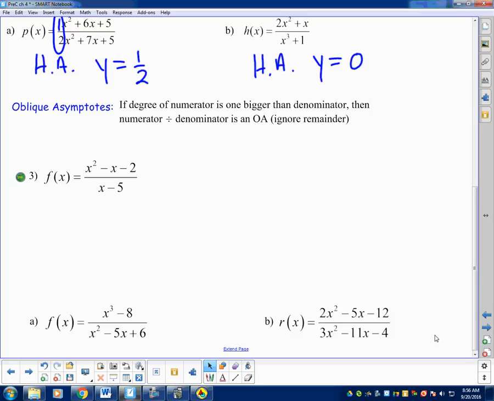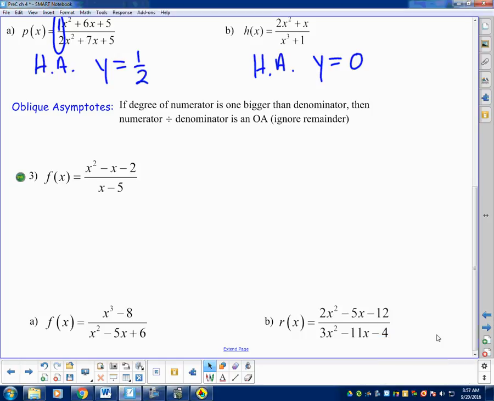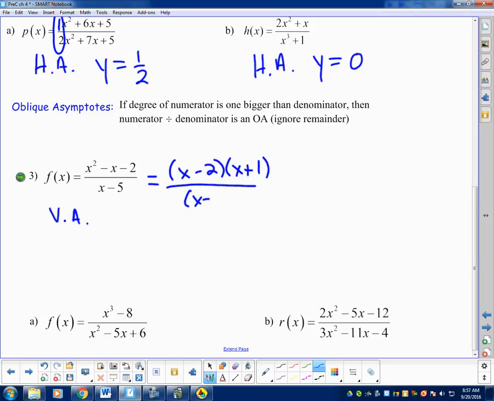Let's find the oblique asymptote here on number 3. The instructions here are to find the vertical and oblique asymptotes of the functions. So number 3, just find the vertical asymptote first. What's the vertical asymptote here? Just real quickly. It might help to factor. The top factors as x minus 2, x plus 1. We need to factor the top just to see that it doesn't cancel with the bottom. So what's the vertical asymptote then? x equals positive 5, yeah, that's right.